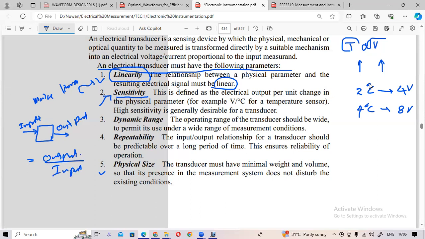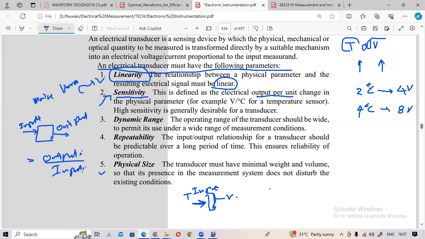So these input and output forms may be equal or not equal. That is mentioned here: output per unit change in the physical parameter. For example, let's say that you have a temperature sensor. When the temperature is increasing, it is creating a voltage. You know that. So for this sensor, temperature is the input parameter and voltage is the output parameter.